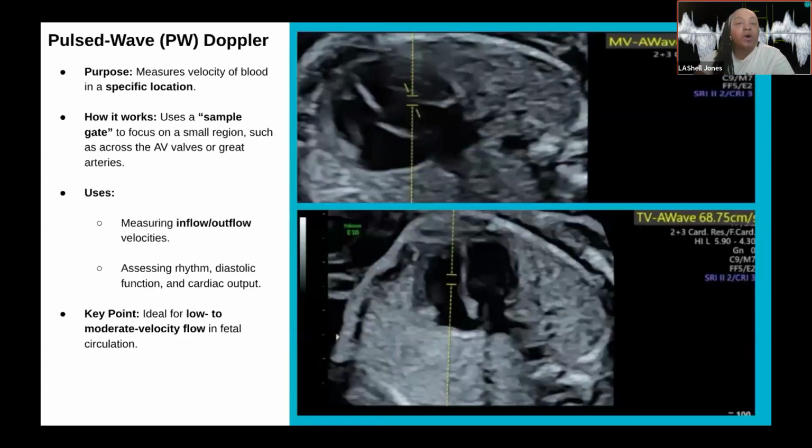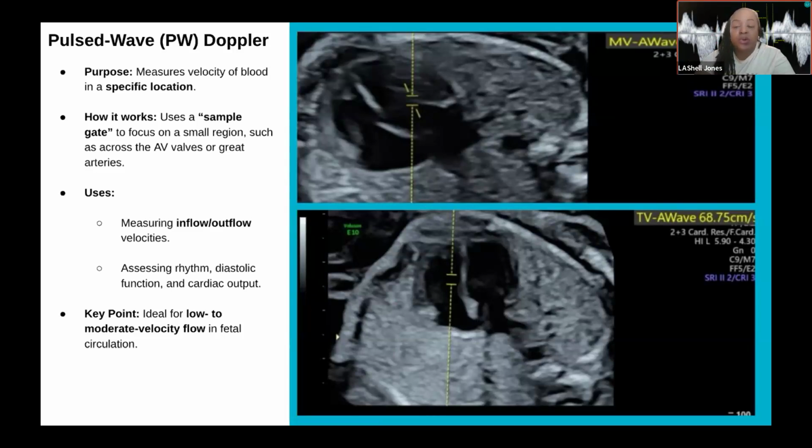All right, now pulse wave Doppler, this is one where we're going to measure the inflow velocities. So we'll measure the velocities of blood in a certain particular location. In this particular image, we're measuring the velocities of both the mitral valve and the tricuspid valve, which you can see. Now the use here is measuring inflow. And then if we were measuring the aorta, of course, that would be the outflow velocity, okay?